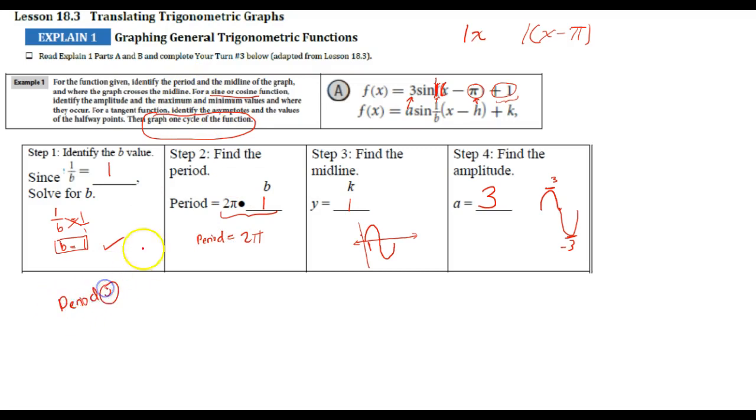We've identified our midline. I'm really into these happy faces, by the way. And we also found our amplitude, which they did ask for. Amplitude is found. They do want a maximum and minimum value, so we need to do that. We need to know where they occur. As you can see from the picture, we kind of know where that is. It's going to be as high as 3 and as low as negative 3, but let's also graph the function so we can have some specifics.